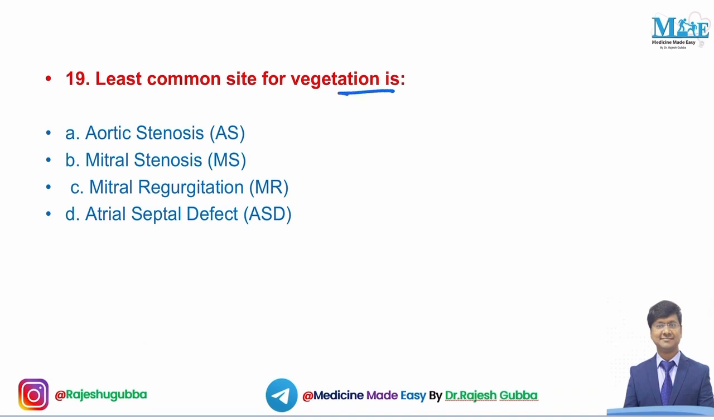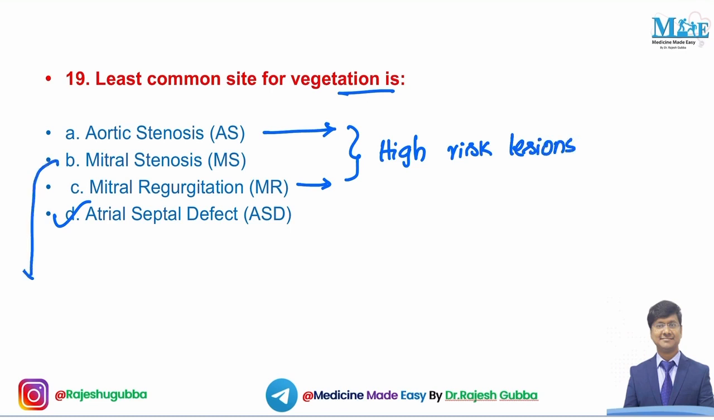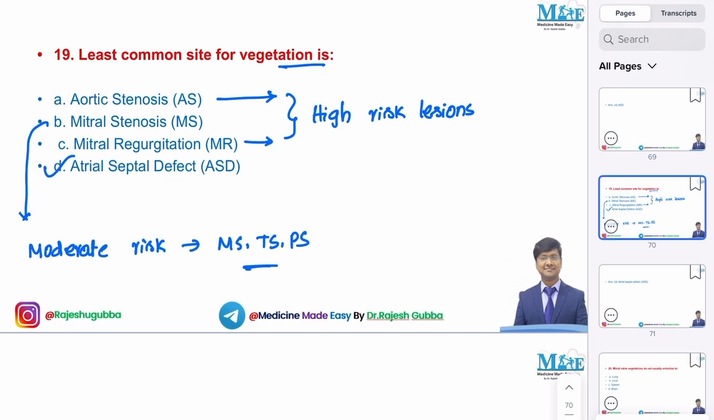Least common site for vegetation: aortic stenosis, mitral regurgitation, and atrial septal defect. It is almost like a repeat question. The answer is atrial septal defect, but let me tell you a few additional points. Aortic stenosis and mitral regurgitation are both high risk lesions for the development of infective endocarditis, whereas mitral stenosis is a moderate risk lesion. Except for aortic stenosis, the other stenotic lesions like mitral stenosis, tricuspid stenosis, and pulmonary stenosis are all moderate risk lesions. Next question.